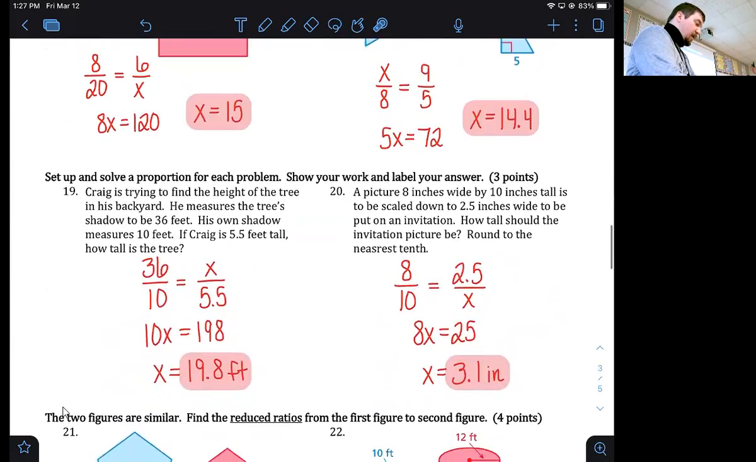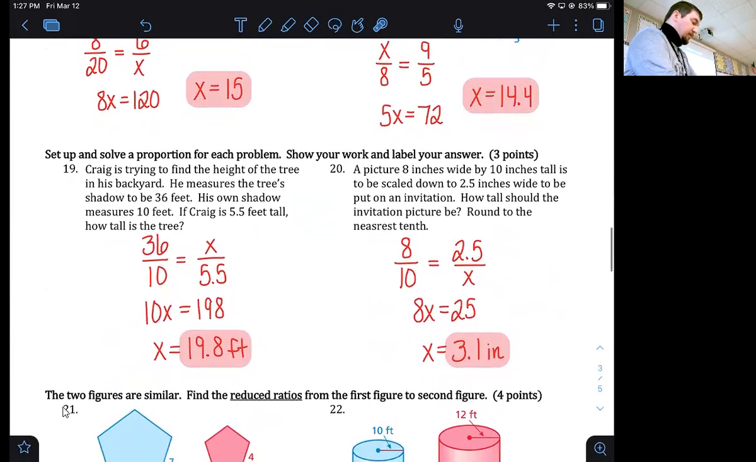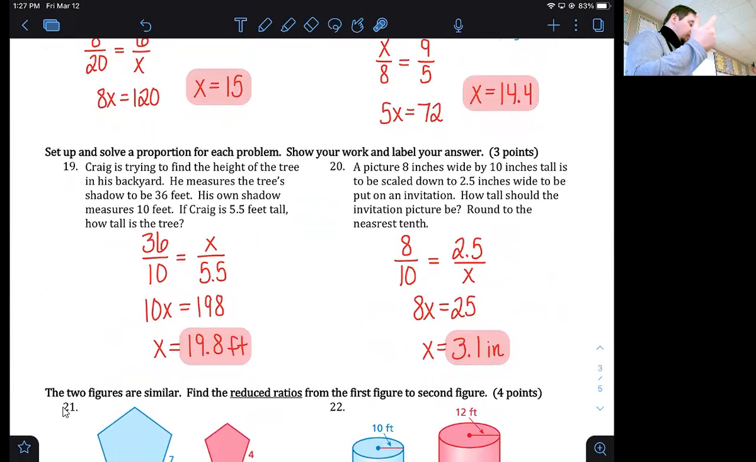Number 19, you're working with similar shapes here, but they're just describing them to you. Craig's trying to find the height of his tree in his backyard. He measures the tree shadow to be 36 feet. His own shadow is 10 feet. So tree's shadow over his own shadow equals tree's height, X, over his own height, 5.5.